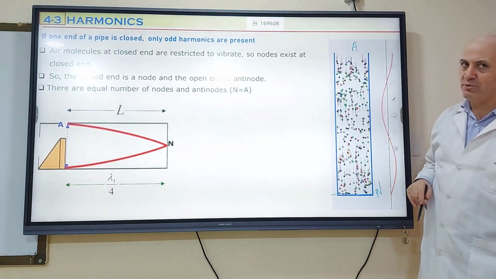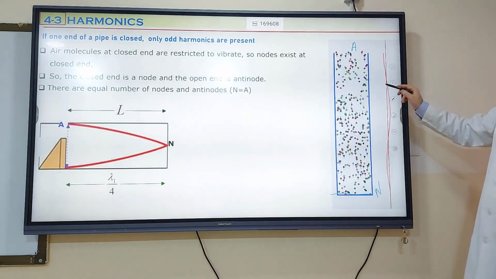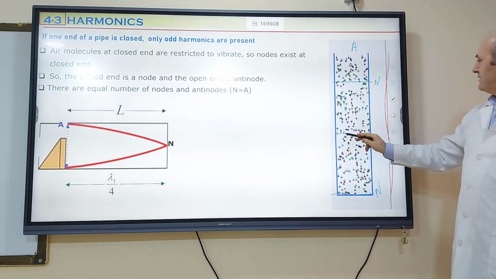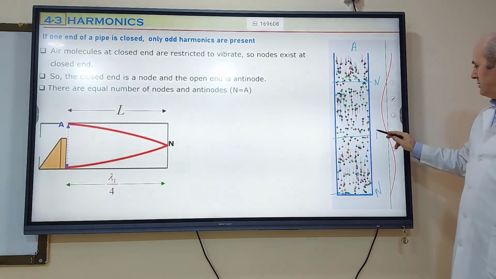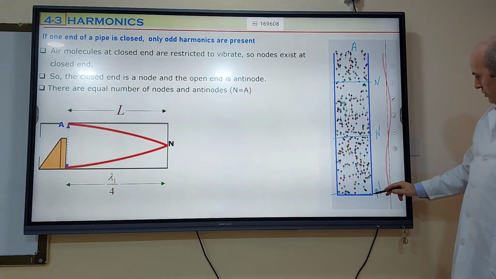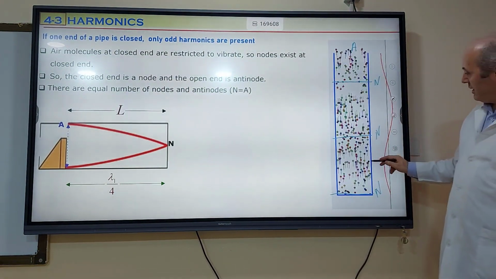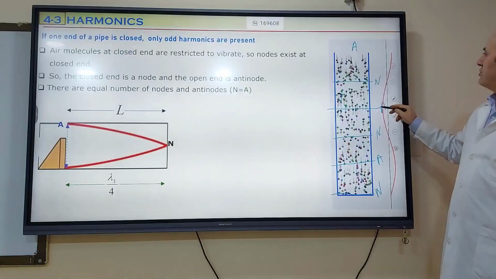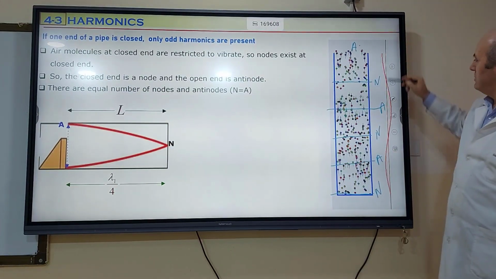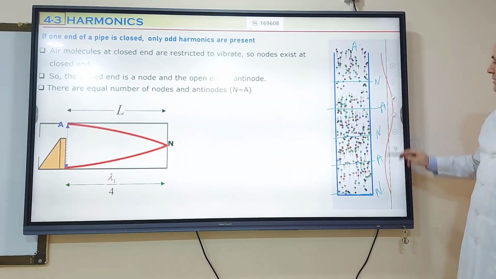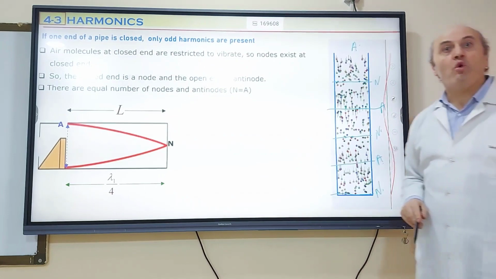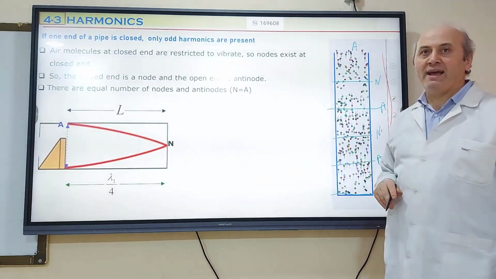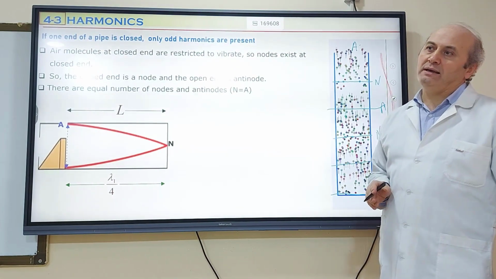Now we are going to count. Let's find the other nodes. This is also a node. This is also a node. Any more nodes? No. And between two nodes, there is an antinode. This is an antinode. Between two nodes, an antinode, the largest antinode. Now count. 1, 2, 3 antinodes. 1, 2, 3 nodes. In an open pipe, they are equal. The numbers of nodes and antinodes are equal to each other.